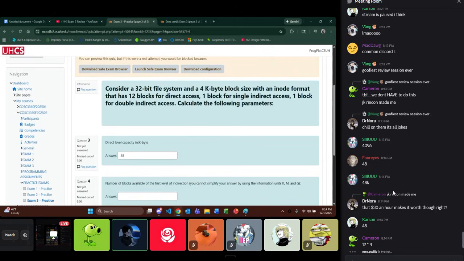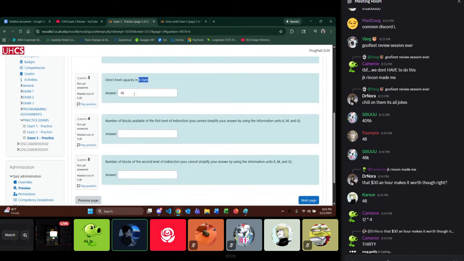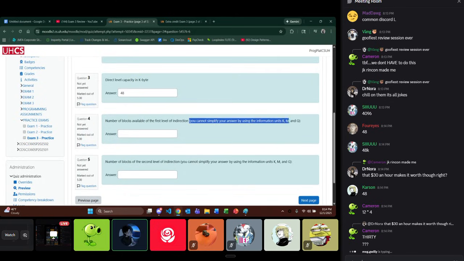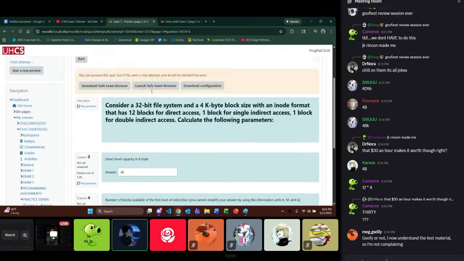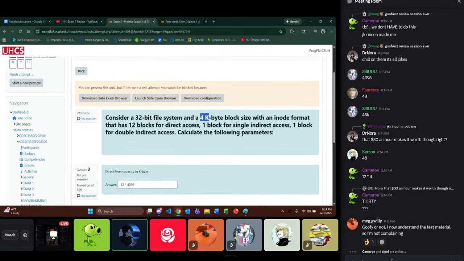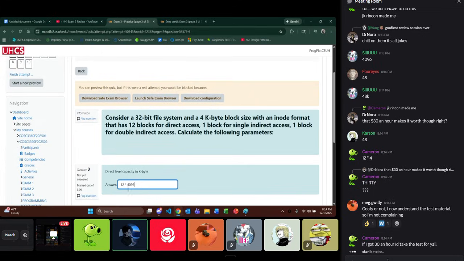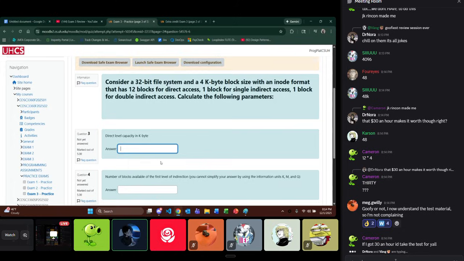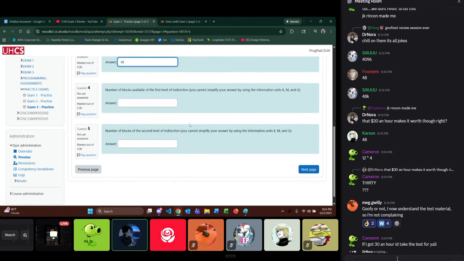Now, if this were to ask you to count not in K, where you cannot simplify your answer using the information units and you actually have to punch out how many bytes there are, then you have to do 12 times 4096, because 4K bytes is 4096 bytes. We're in CS, we're not in business, so it's bytes stuff. But in this case, it will just be 12 times 4 because we're just asked for K bytes. So this is 48. Okay, moving on.